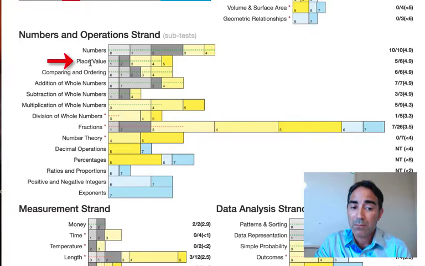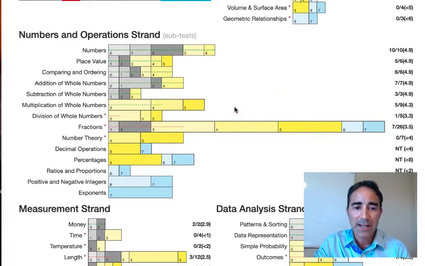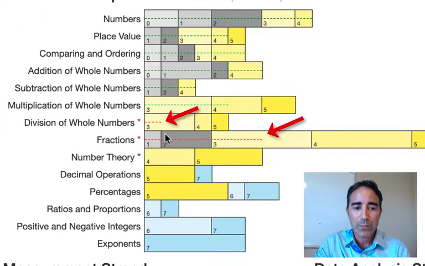Recognizing numbers, place value, comparing and ordering, addition of whole numbers, subtraction of whole numbers, fractions. And what you see in this big bar, this represents all the skills that are taught. So the longer the bar, it means there's more skills being taught in order to master it. Now this particular student has mastered all of numbers, has mastered almost all of place value, mastered all of addition of whole numbers. Where we see some weakness is in division and fractions, because the student's performance is the skinny bar on top of the big bar.